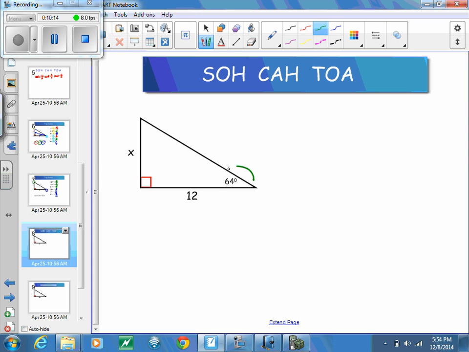So what we're going to be looking at here is this reference angle of 64 degrees. And I'm going to ask myself, okay, of the three sides, which side are they giving you? And so they are giving us here the adjacent side, which is going to be 12. So there's our adjacent side.